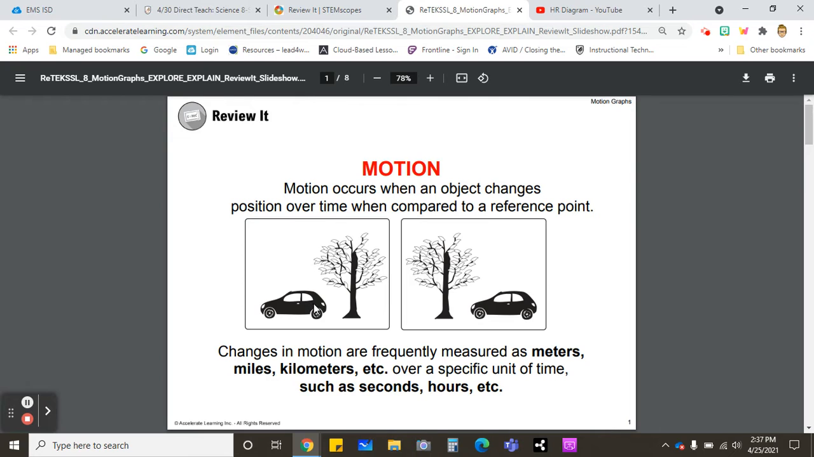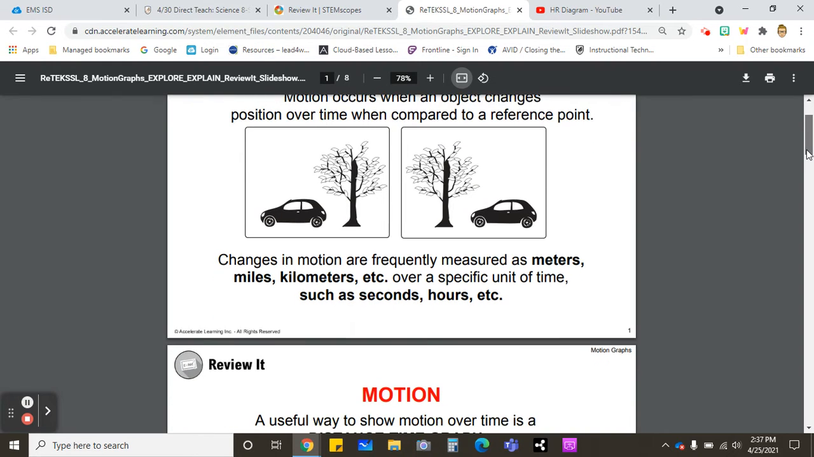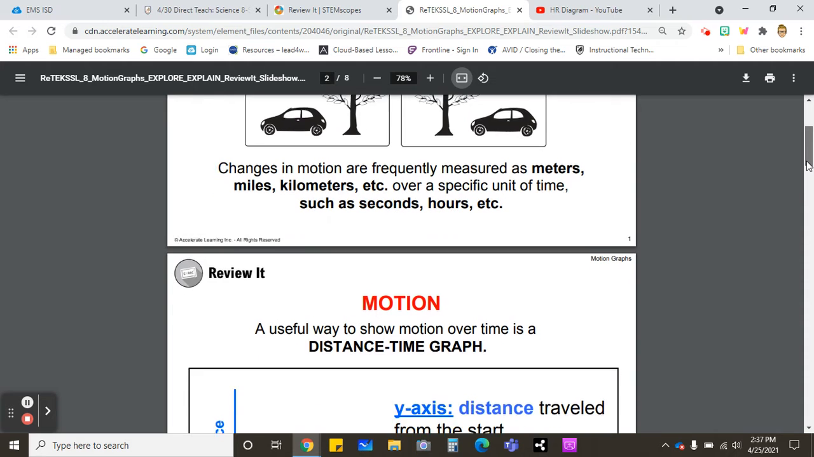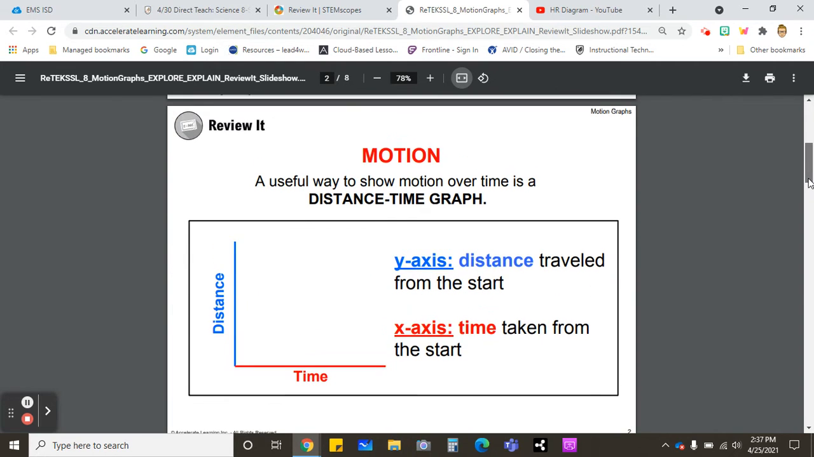So the only reason we know this car is moving is based on where it is in relation to the tree. Change in motion, we frequently measure as meters, miles, or kilometers over a specific unit of time, such as seconds and hours. A useful way to show motion over time is a distance time graph.